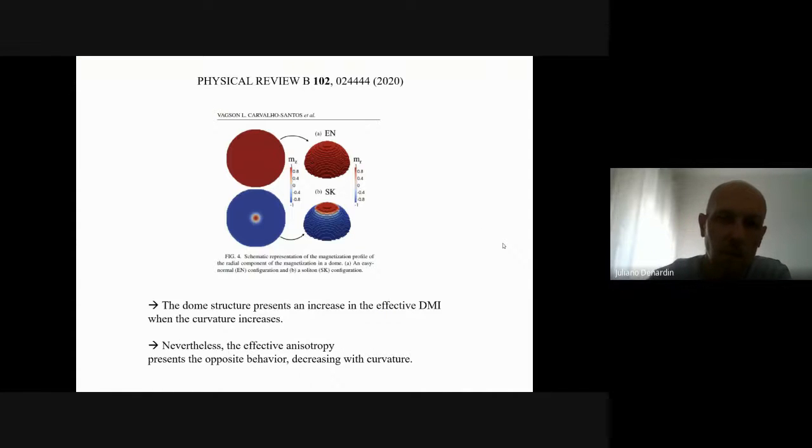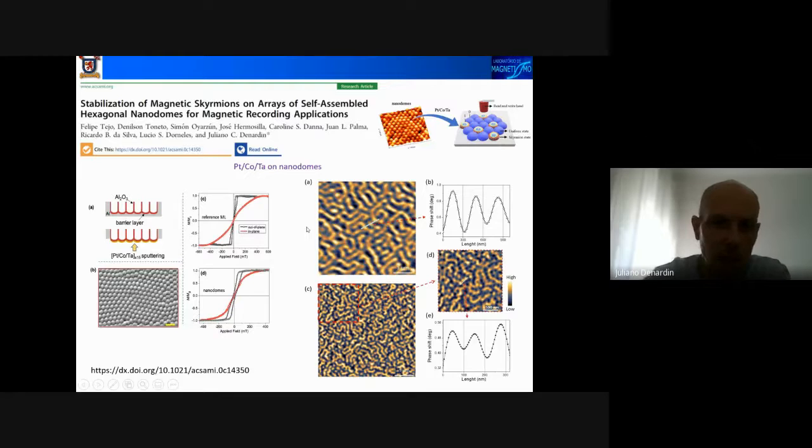Some authors published some papers with theoretical predictions that say that curved surfaces can also help to stabilize skyrmions. So what we did was deposit the same multilayers, platinum, cobalt, tantalum, 15 repetitions, on top of arrays of nanodomes. This is a scanning microscope image of the arrays of nanodomes, with nanodomes of 100 nanometers in diameter.